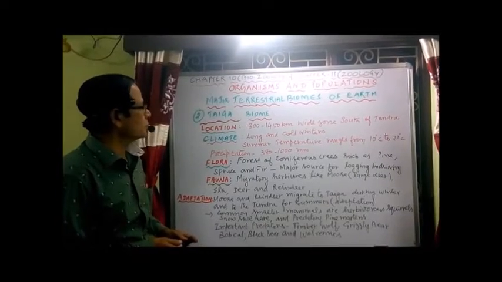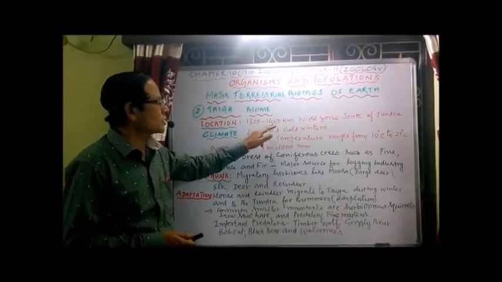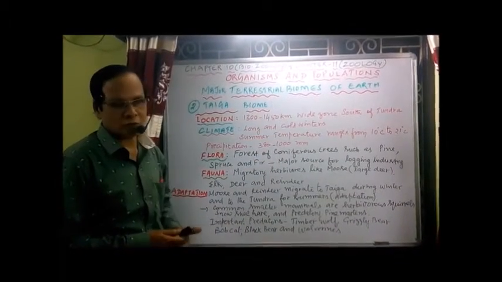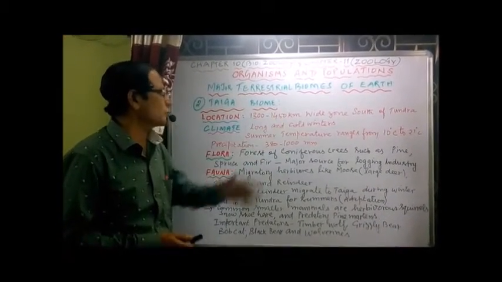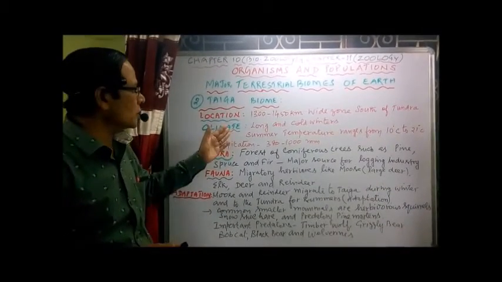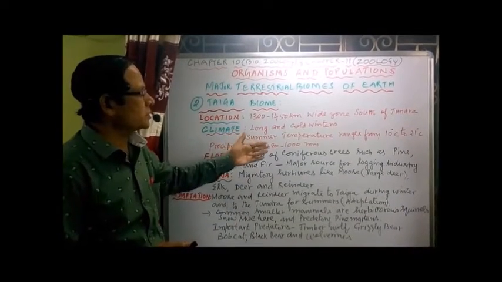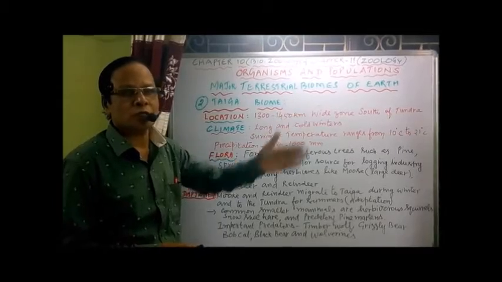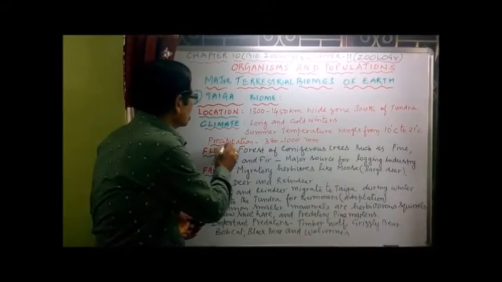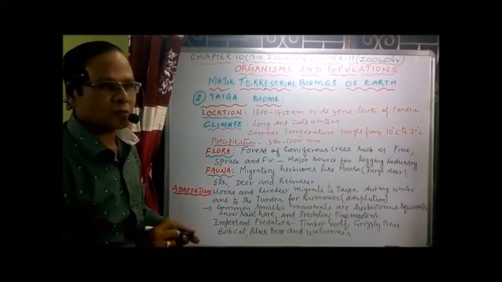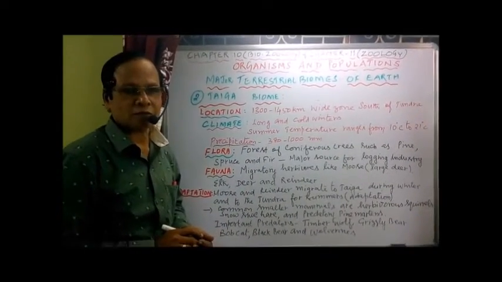The second terrestrial biome is taiga biome. So normally it lies 1300 to 1450 kilometer wide zone south of tundra. It's a wide zone south of tundra, that is from 1300 to 1450 kilometer. What is the climate? So long and cold winters we have. Suppose you're taking the summer. The summer temperature ranges from 10 degrees Celsius to 21 degrees Celsius. That's about that one. What about the precipitation? So the precipitation is nothing but the rainfall through the year. It is calculated about 380 to 1000 millimeter. That is actually calculated per year.